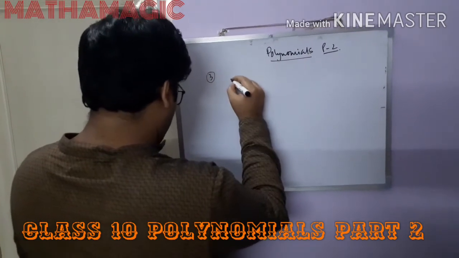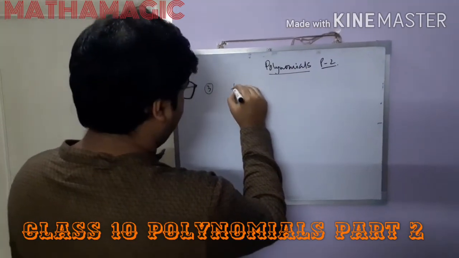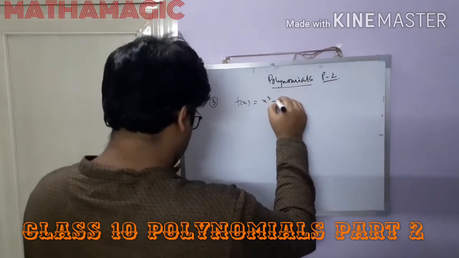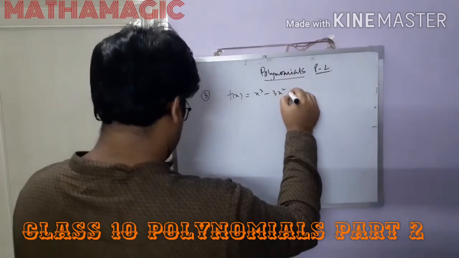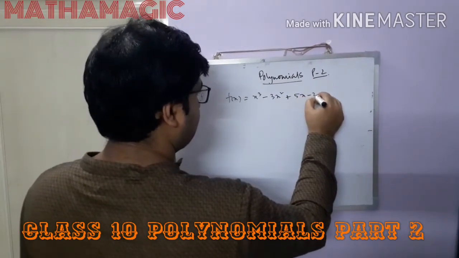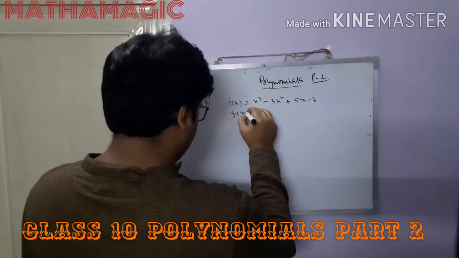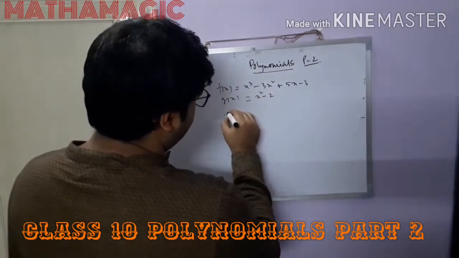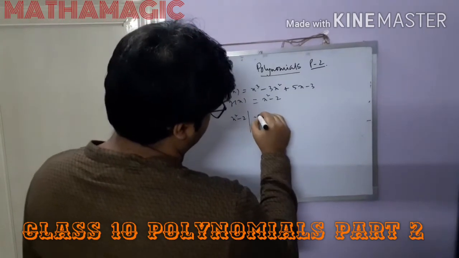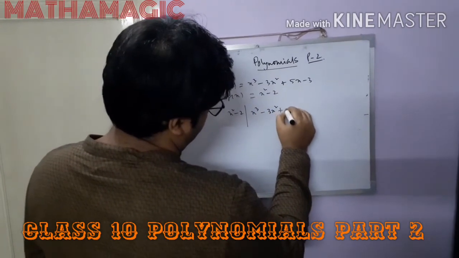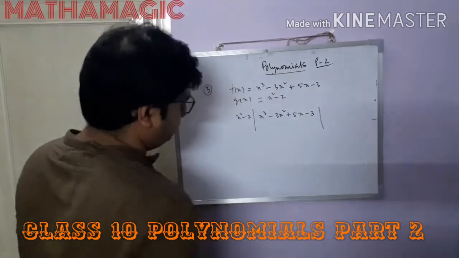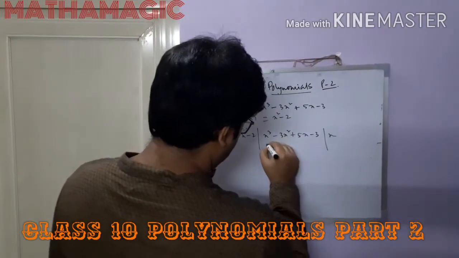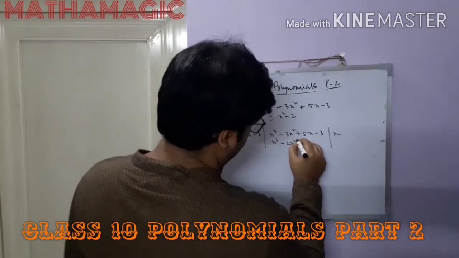So we need to find the quotient and remainder when f of x equals x cube minus 3x squared plus 5x minus 3 is divided by g of x equals x square minus 2. We'll simply divide it. Now for the first term x cube, we have to put x, so it will be x cube minus 2x square.